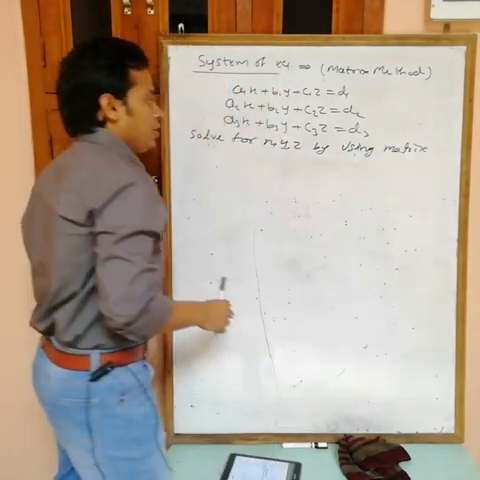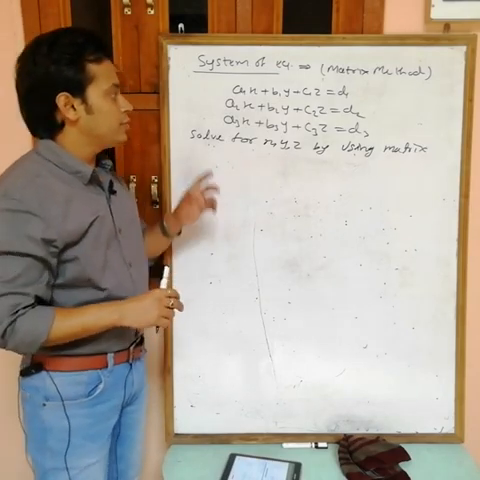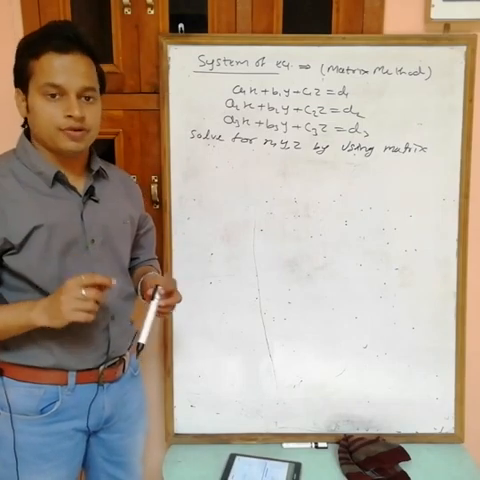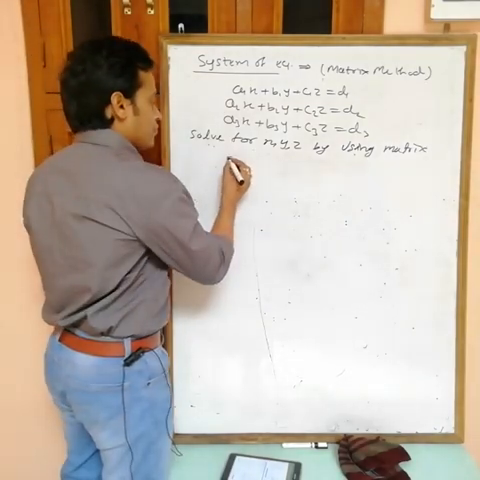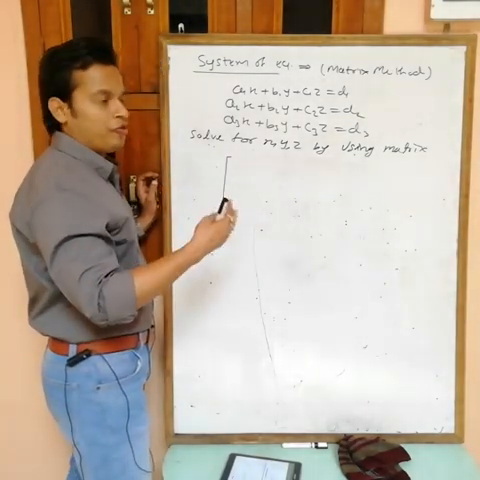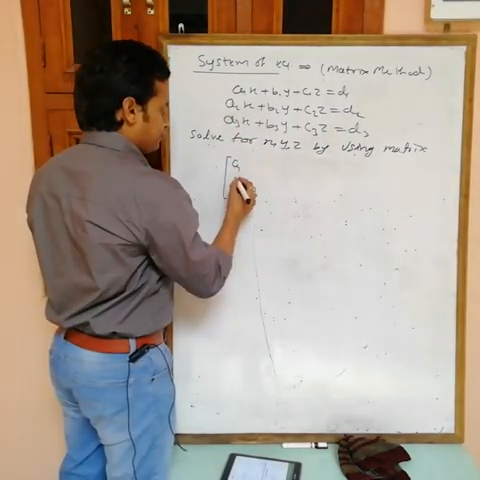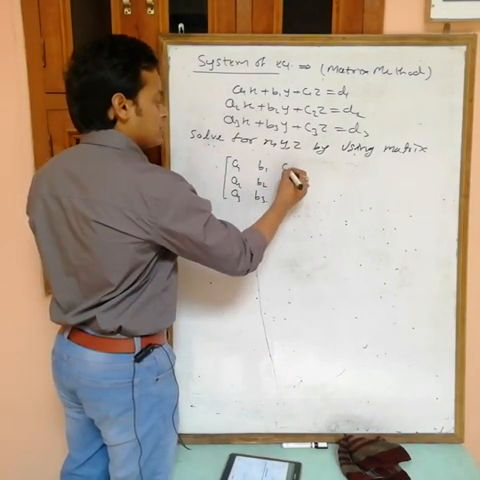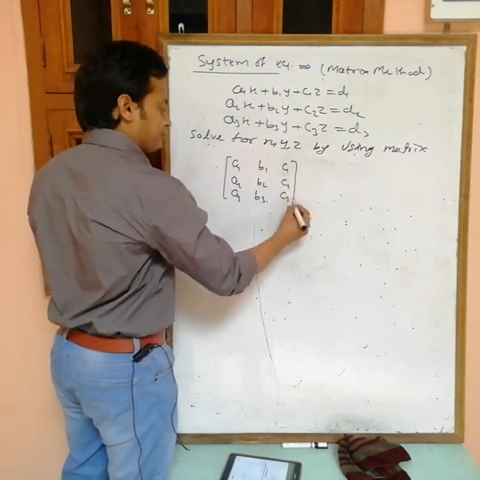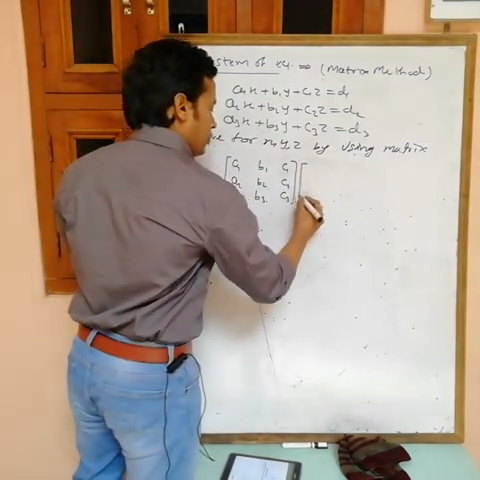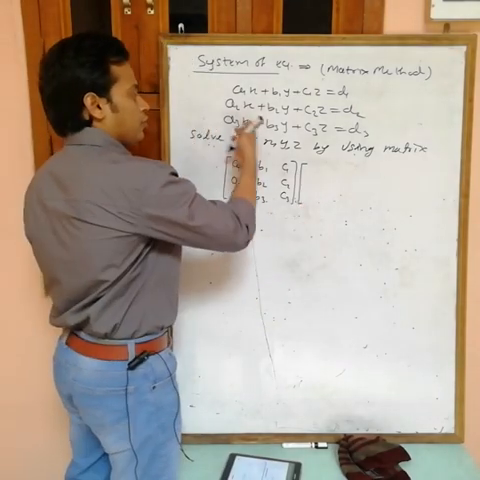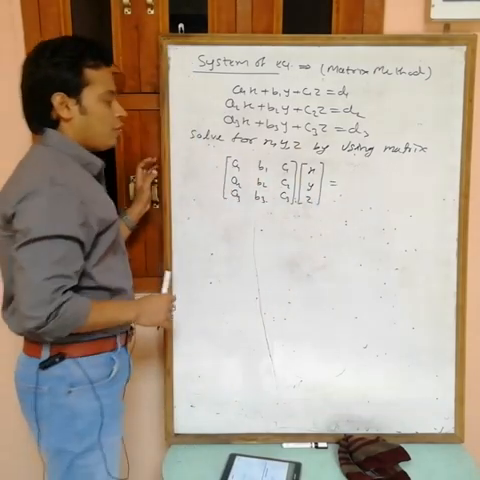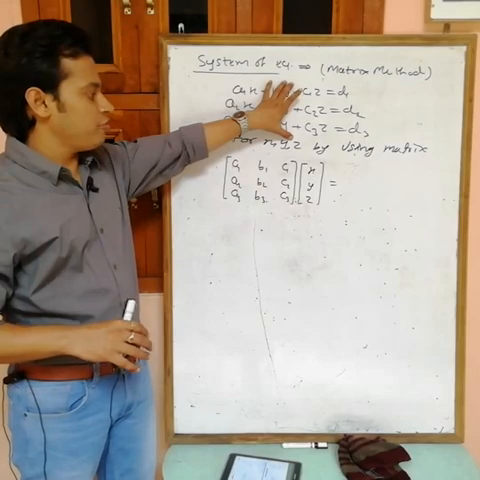Now, how to solve? Can I convert the system of equations in terms of matrices? See, first I am making a matrix by using the coefficients a1, a2, a3, b1, b2, b3, c1, c2, c3. Then a matrix containing the variables x, y, z.